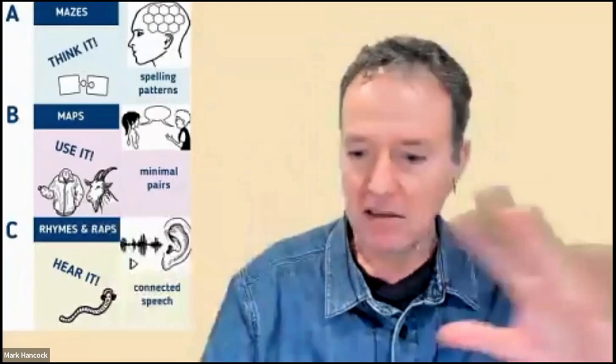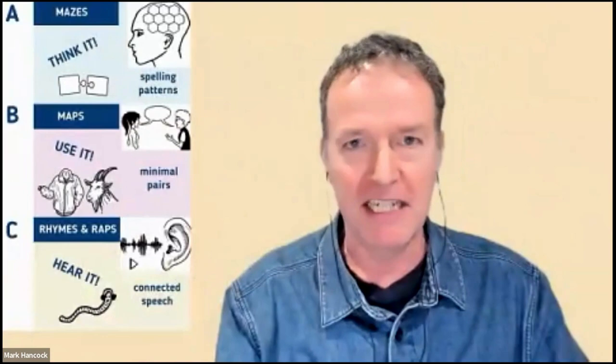And then rhymes and raps, great for various things. For example, training for connected speech, also good for preparing for listening, because hearing connected speech gives you something you can store, and then you recognize it later when you hear it. So rhymes and raps are great for connected speech and listening. Those are the three activity types. For each type, I'm going to give two or three examples, and then tell you how to make your own so that you can adapt the activities for your own particular classes.